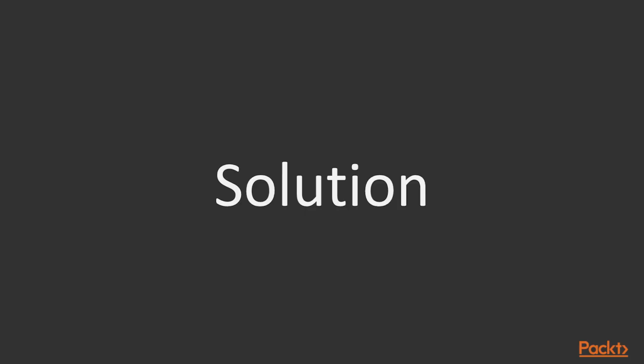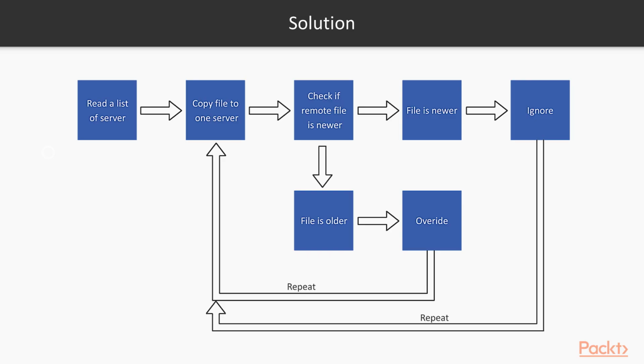Okay, so let's start with a solution. So first thing we would do is we would read a list of servers from a file that you create, servers from your estate. Now, what we do is we would copy file to one server, to the first server in the list. Before we do that, we would check if the remote file is newer. Now, if it is newer, we would simply ignore it and we would repeat the process with the next server. If it is older though, we would override it.